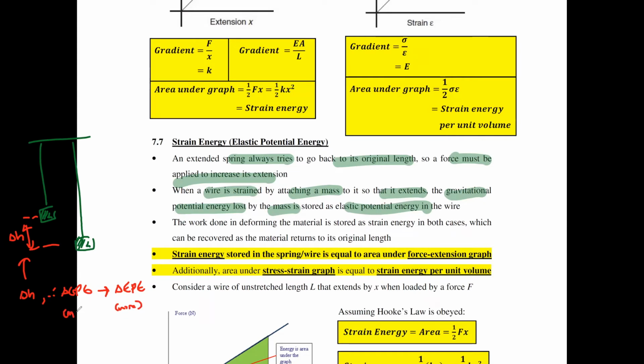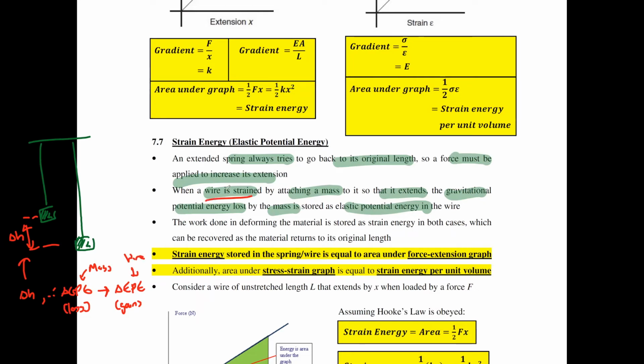Okay, this is the GPE loss. This is the EPE gain. This is for the mass. This is for the wire.